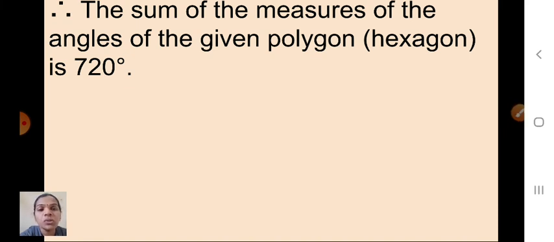Okay children, so I hope you understood this lesson. In this lesson we discussed the quadrilateral, the properties of a quadrilateral, how to find adjacent sides, opposite sides, adjacent angles and opposite angles. Next, the diagonals of the quadrilateral, and then the polygon, the number of sides and the different types of polygon. Okay children, so I hope you understood this chapter.